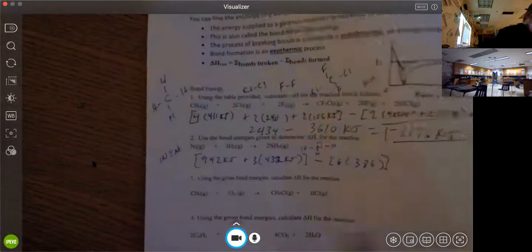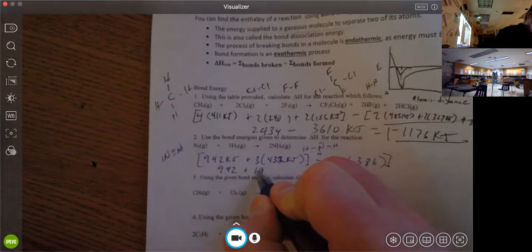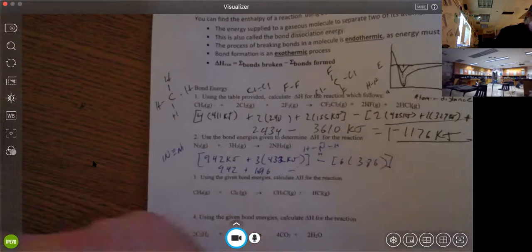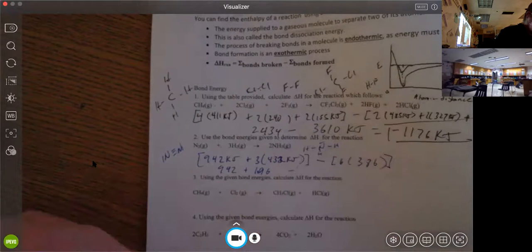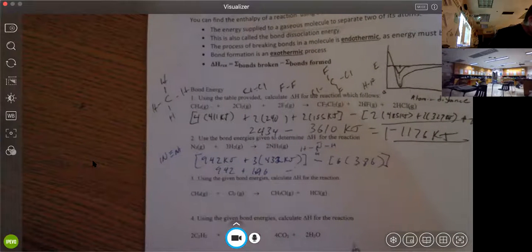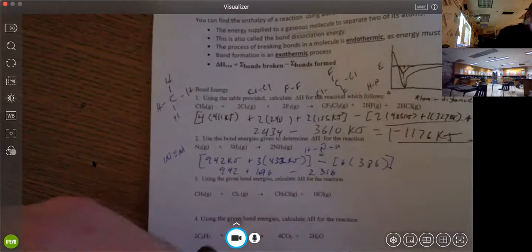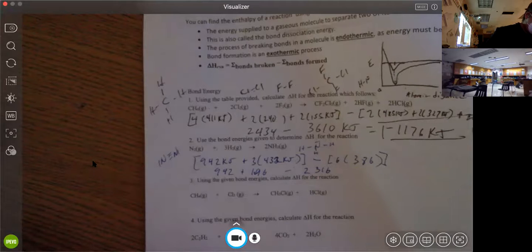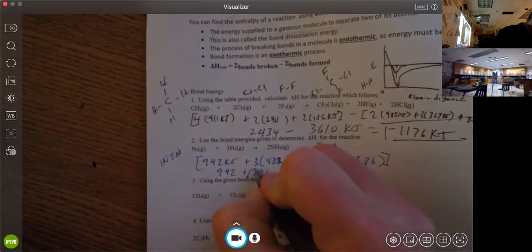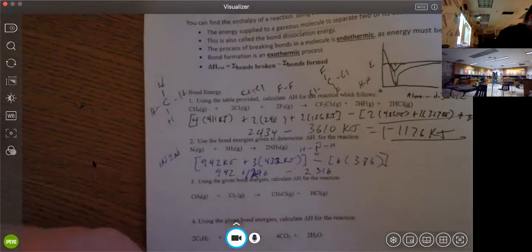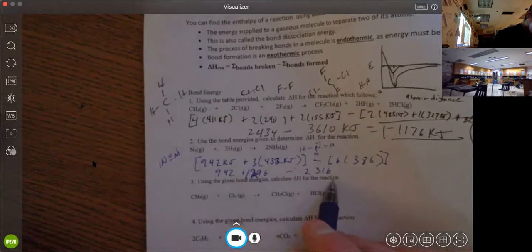Three times 432, that would be 1,296. 6 times 386, that's 2,316. So 942 plus 3 times 432. That would be 1,296. There we go. 942 plus 1,296 minus 2,316.